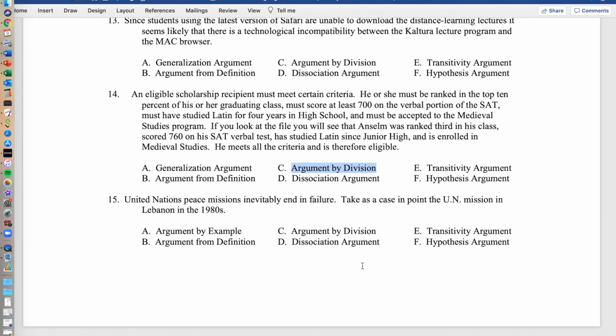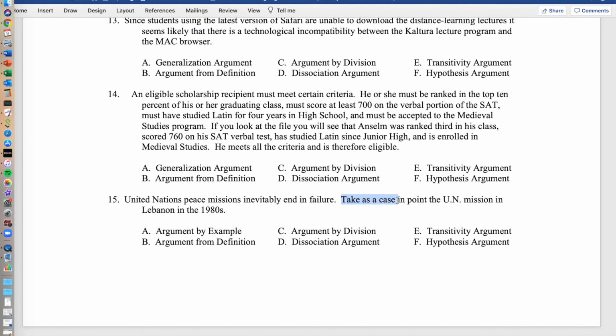And then finally, number 15, United Nations peace missions inevitably end in failure. Take as a case in point the UN mission in Lebanon in the 1980s. Okay. So we have two statements. The first one seems to be the claim, United Nations missions inevitably end in failure. That's a kind of general claim about all United Nations peace missions. The evidence that's given is the one case of the UN mission in Lebanon in the 1980s.